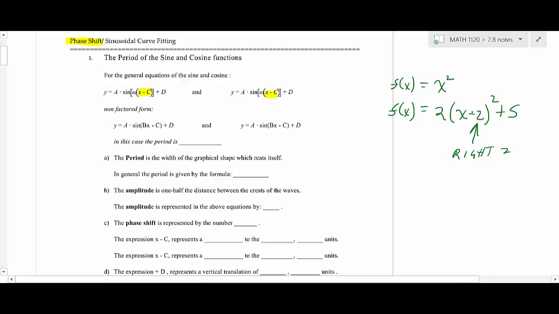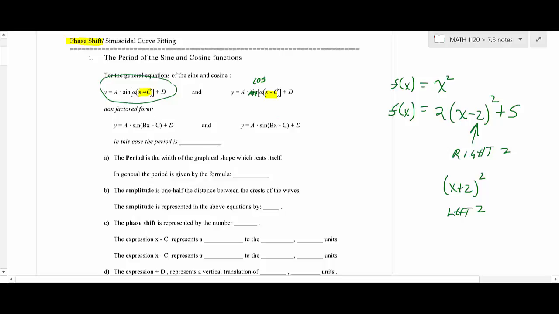If you put a plus there, like (x plus 2) squared, what would that do? That would go to the left. So you want to make sure that you know how that works. All functions work the same way, regardless of what they are. This probably should have been a cosine. I probably meant to do that as a cosine.